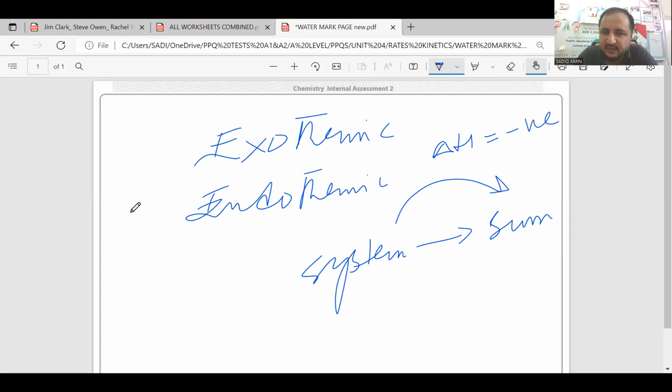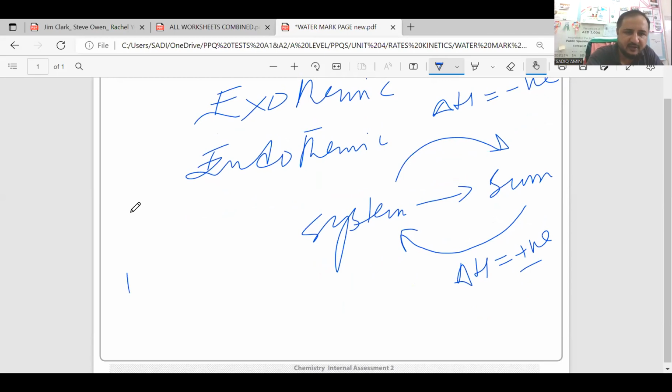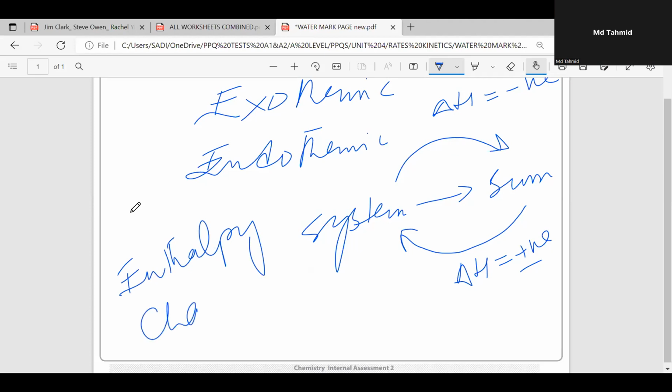Now, what is delta H here? Delta H is the enthalpy change or heat change during a chemical reaction. Are you getting my point? Yes, sir. If it is an endothermic reaction, the heat energy will be flowing from the surrounding to the system, so delta H will always be a positive value. And what is delta H? Once again, it's the heat change during a chemical reaction. We call it an enthalpy change.